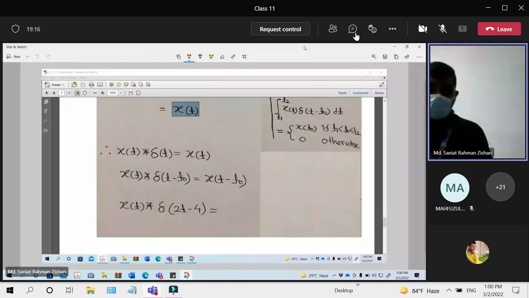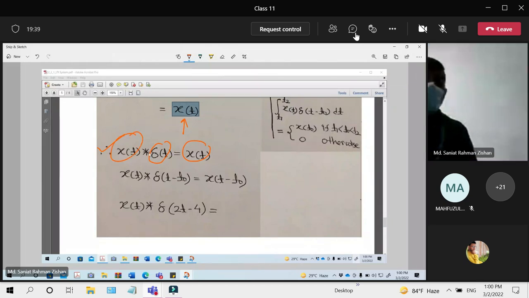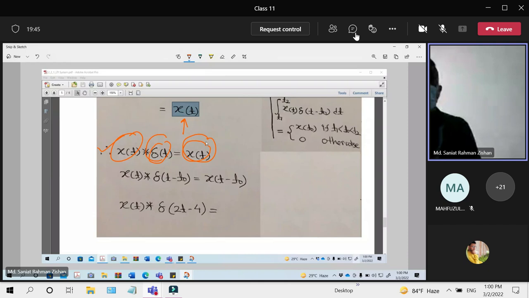So what is the conclusion here? Please note this because this will be needed later. Xt convolution del t, the proof is given above, but I don't need to show the proof or you don't need to learn the proof. The conclusion is xt convolution del t equals xt. What does this mean? Any signal xt in convolution with the impulse function, the result will be that signal. For example, in your exam, I may give sin t convolution del t equals what? The result will be sin t.